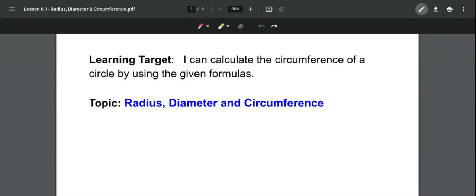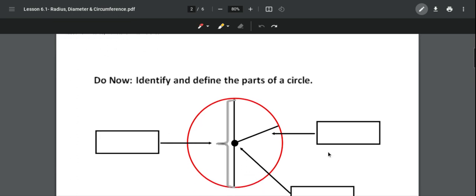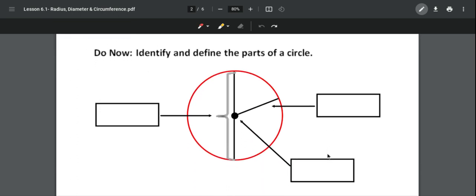Hello, boys and girls. In lesson 6.1, we will calculate the circumference of a circle by using the given formulas. Let's begin by identifying and defining the parts of a circle. We will begin by this point here, which is called the center of the circle.